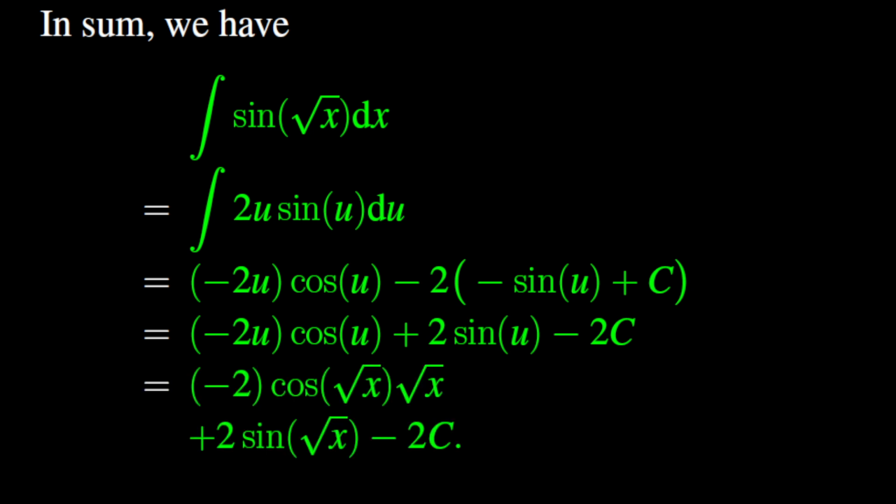Finally, when we replace u by square root of x, we see that the integral of sine of square root of x dx is equal to minus 2 times cosine of square root of x times square root of x, plus 2 times sine of square root of x, minus 2c.